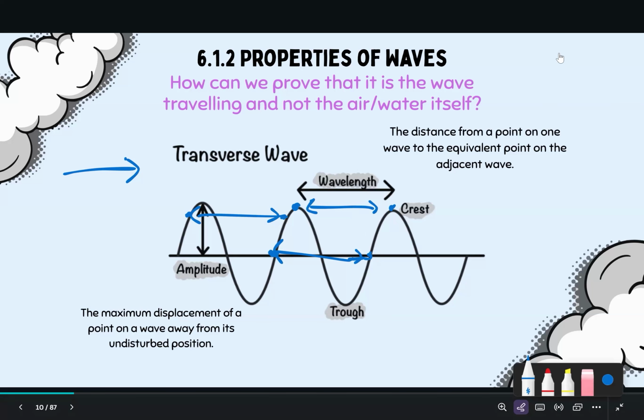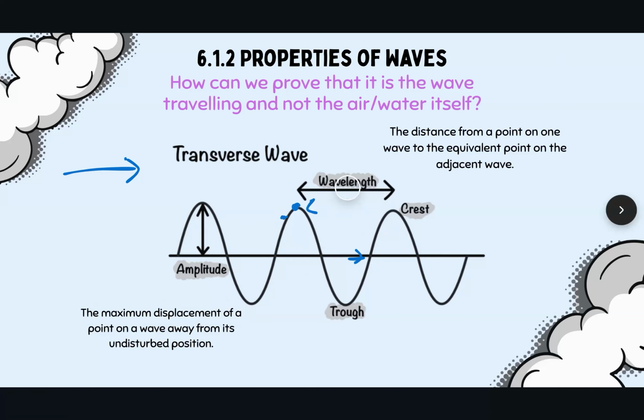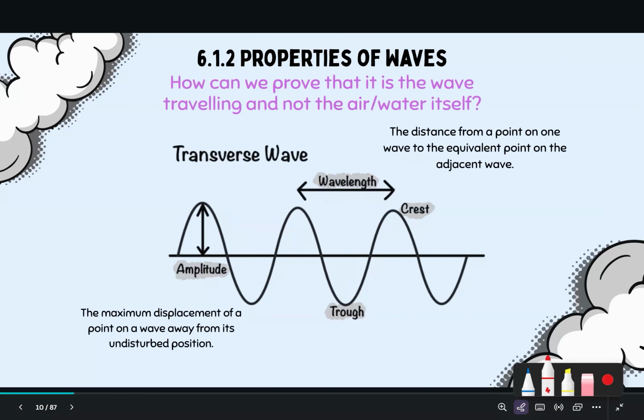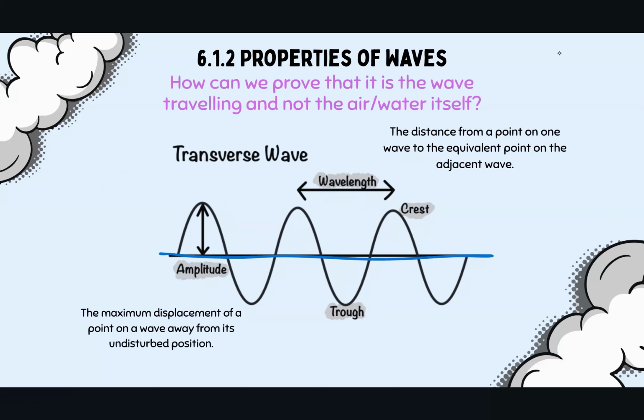Then we've got amplitude. Amplitude is the maximum displacement of a point on a wave away from its undisturbed position. So its undisturbed position is here, this line. So the maximum position it moves up to is there. So that would be this wave's amplitude. Crest is the top of the wave and trough is the bottom of the wave.